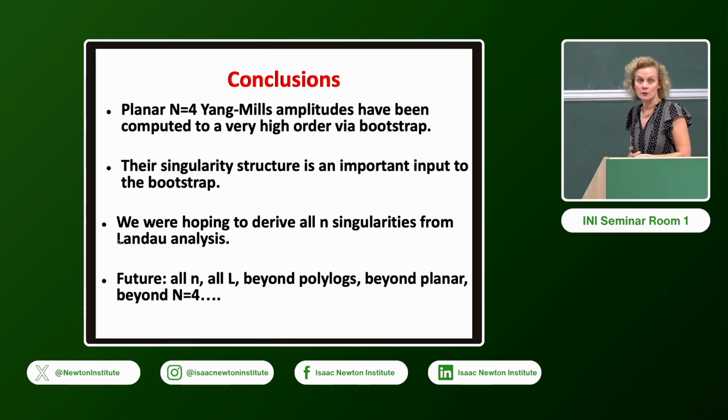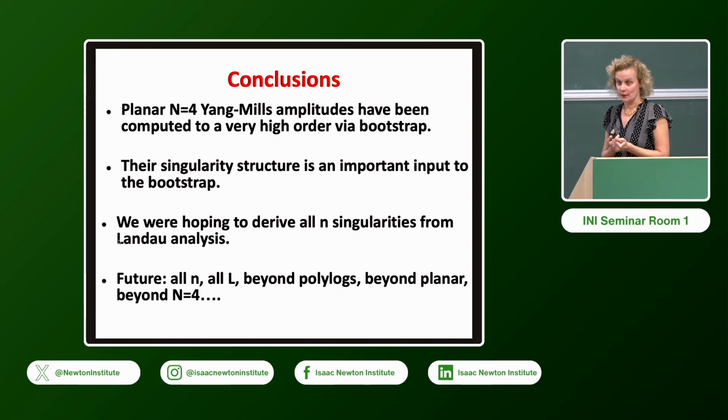Okay, so I'm going to conclude. I'm going to finish early, if you ask questions. The conclusion is that hopefully I gave you an overview that n equals 4 Yang-Mills amplitudes have been computed to very high order: for 6 points up to 8 loops, 7 points up to 4 loops. And this was done via the Dixon and MacLeod Bootstrap program.